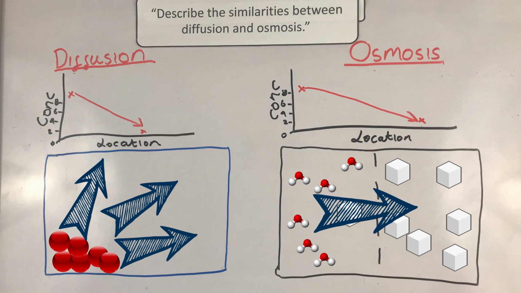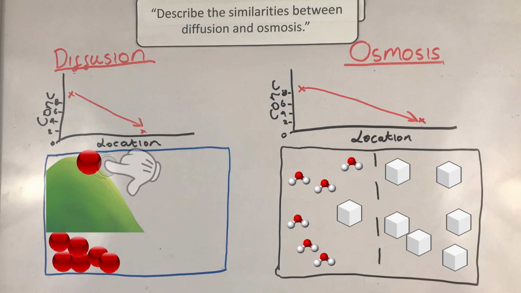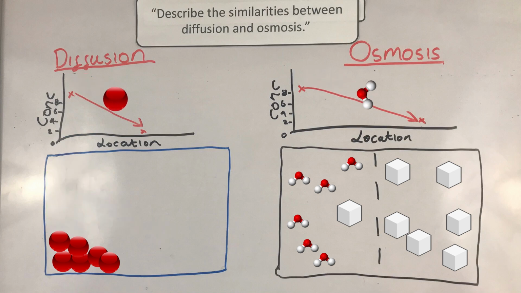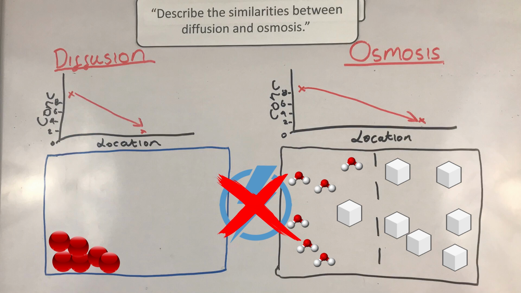The next mark has to do with energy. Remember when I held the ball at the top of the hill? I didn't add energy to it. I didn't push the ball. It went down by itself. The same thing with our particles here. They roll down the concentration gradient without us having to add any additional energy to it. So your 2 marks come from stating that both osmosis and diffusion move down the concentration gradient. That's 1 mark. And the second mark is that they do so without additional energy.